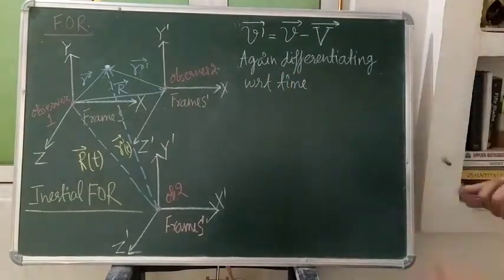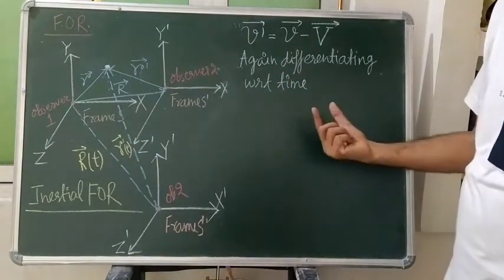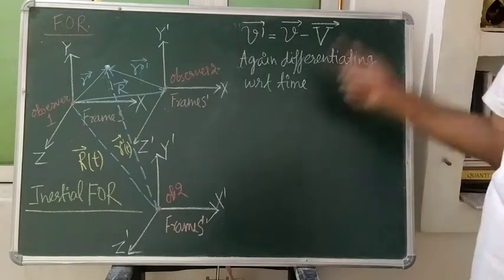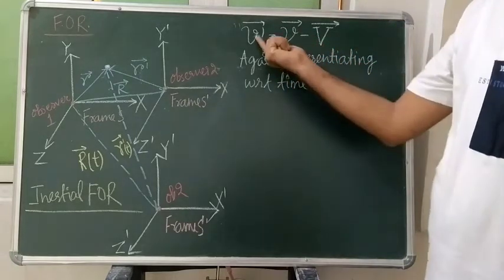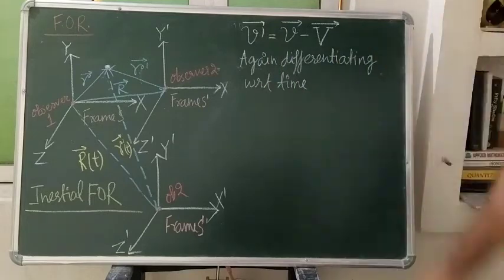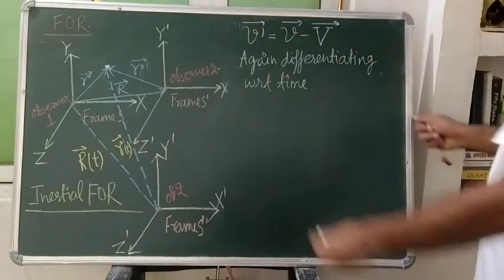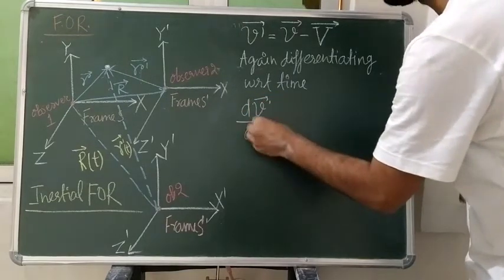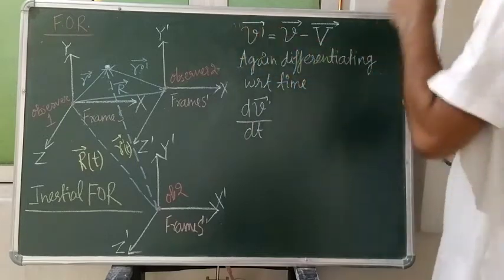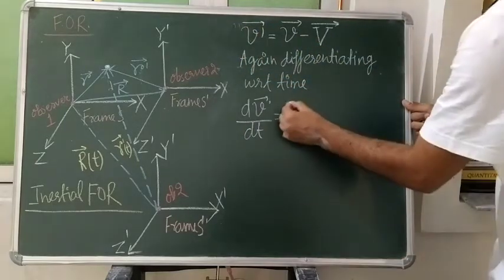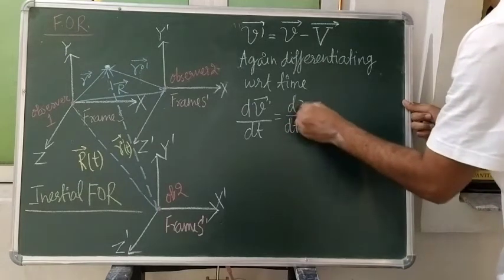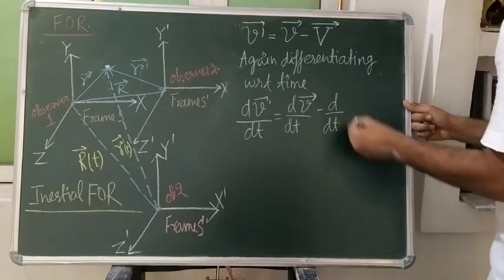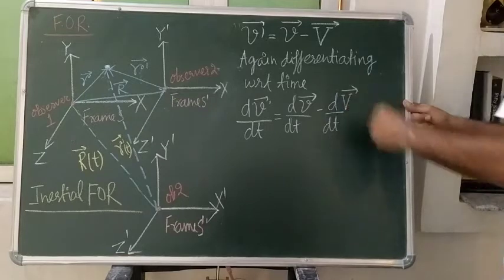Why are we differentiating again? Differentiating, d is a very little change we are making, divided by dt means with respect to time. So the change in velocity divided by the change in time will become our acceleration. So when we differentiate again, d by dt of small v prime vector will be equal to d by dt of small v vector minus d by dt of capital V vector.